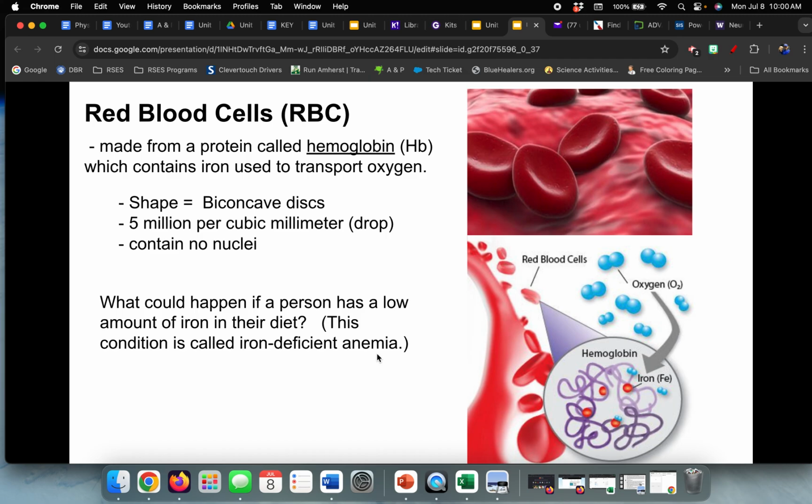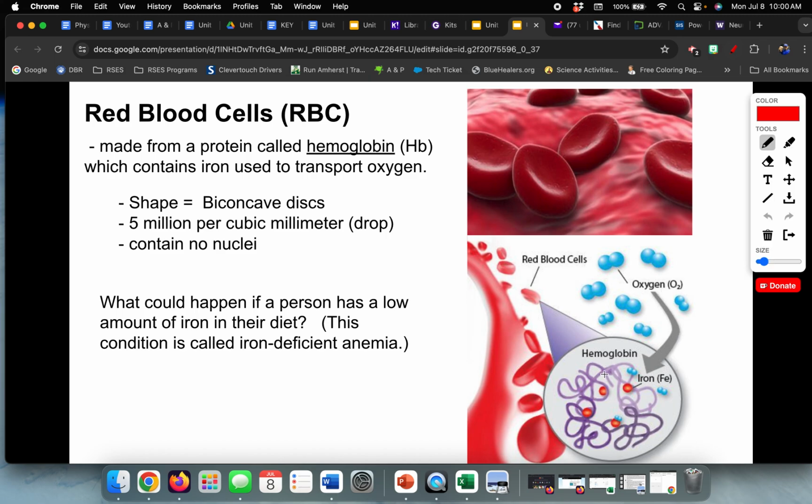So our erythrocytes are red blood cells. They're made from a protein called hemoglobin. And that hemoglobin contains iron, and iron's job is to transport oxygen. It can carry oxygen with it. You can kind of see in this zoomed in picture here. Within our hemoglobin, we have iron molecules, and those iron molecules are able to bind to oxygen, because that's ultimately one of the biggest roles of blood, is to carry oxygen throughout the body to get it to different parts that need it for energy, because it's necessary to make ATP from cellular respiration.